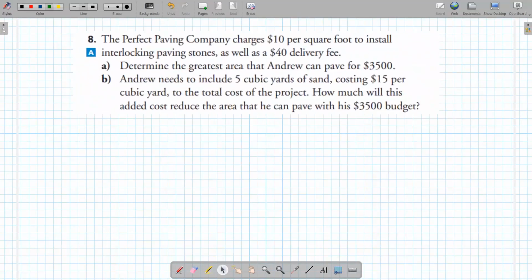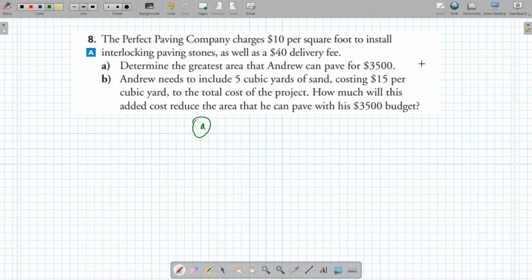There is a paving company that charges $10 per square foot and a $40 delivery fee. See right here, we already know what the equation is. What's the equation? One of these is going to be the slope. One of these is going to be the y-intercept. They've only given us two numbers. Which one's the slope? Which one's the y-intercept? 10 is the slope.